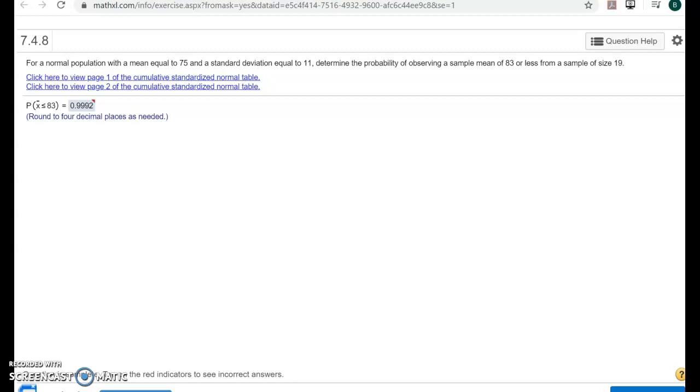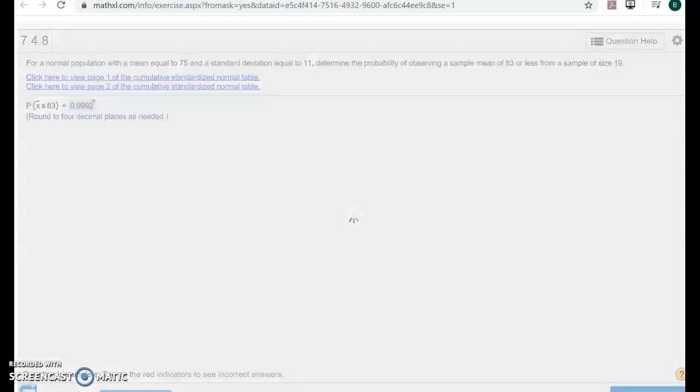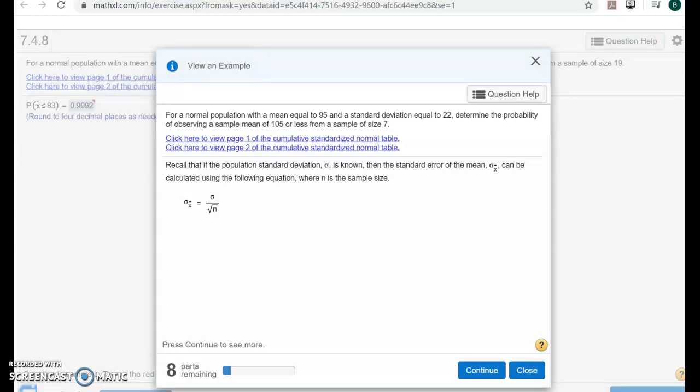Okay, in this video, we're looking at a normal population with a mean equal to 75 and a standard deviation equal to 11. And we are wanting to determine the probability of observing a sample mean of 83 or less from a sample size of 19. And so if you click on the question help, it's going to go through your steps.